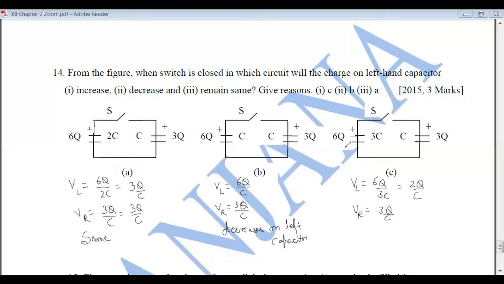So on the left capacitor, the charges increase. Increases on the left capacitor. Why does it increase? Because we know that whenever two capacitors which are charged to different potentials are connected, the charges flow from the high potential to the low potential capacitor. So here the right hand side capacitor has a greater potential, so the charges will flow from right to the left capacitor, and hence the charges on the left capacitor increase.